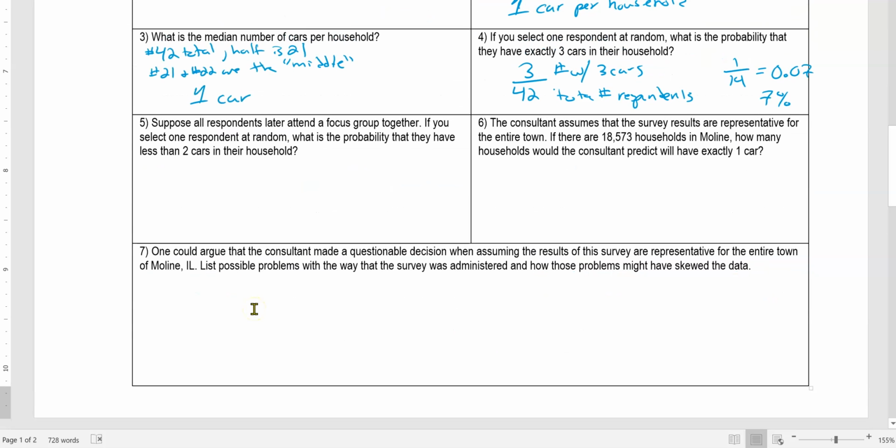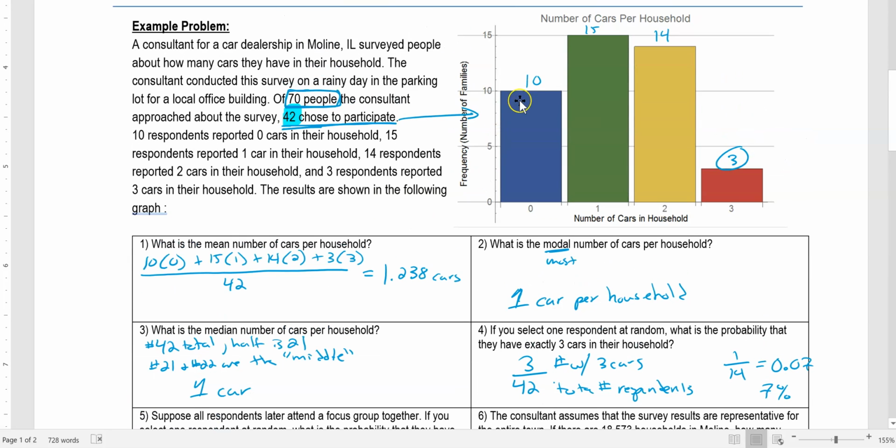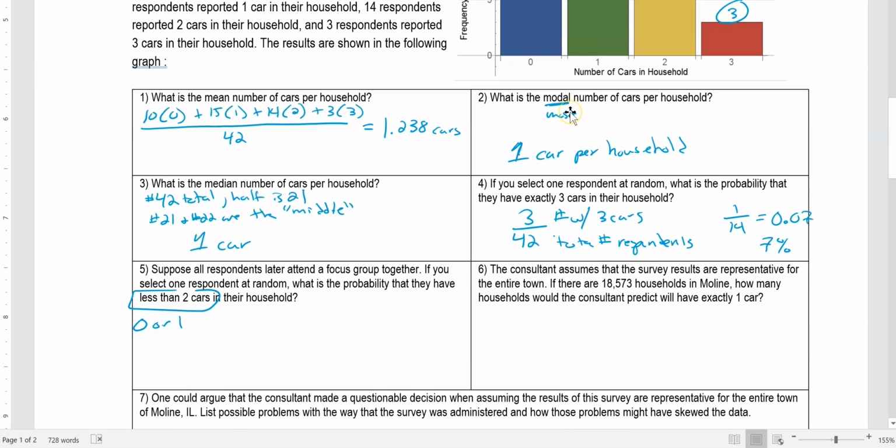Number 5, suppose all respondents later attend a focus group together. If you select one respondent at random, what is the probability they have less than 2 cars? So less than 2 cars, let's talk about that. That would be 0 or 1. Okay, well, how many people had 0 or 1? That was 10 plus 15. So that's going to be 10 plus 15 divided by, again, total number of outcomes, which is 42. Okay, so 0 cars is 10, and so this is 10 people.